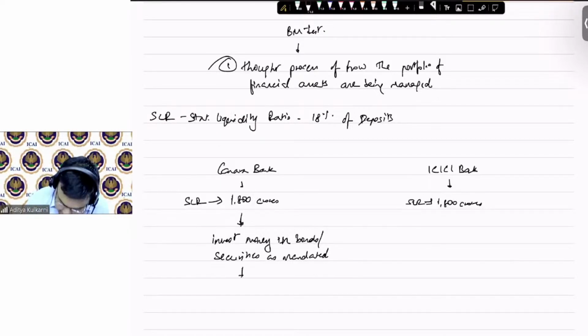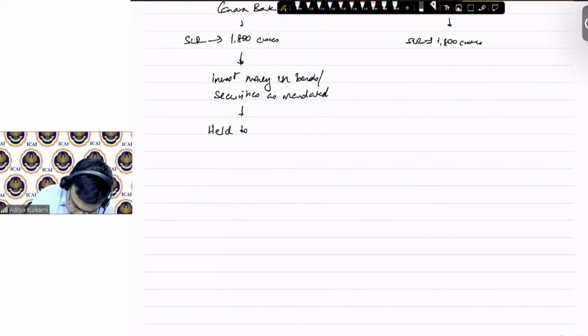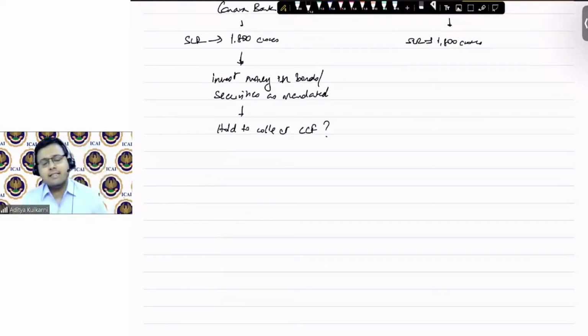So can I say that Canara Bank has a model of hold to collect? Yes or no? Hold to collect contractual cash flows. Can I say that this is the model of Canara Bank? Yes or no? I'll just finish this part and give a break. Okay. Can I say that Canara Bank has a business model of holding to collect the contractual cash flows? Contractual cash flows being principal and interest.